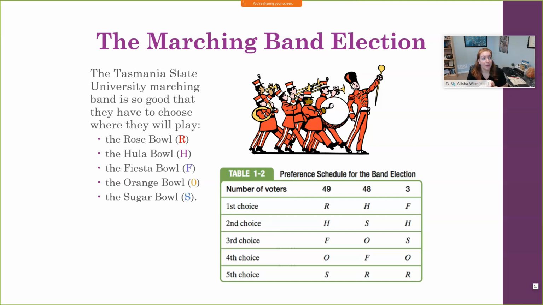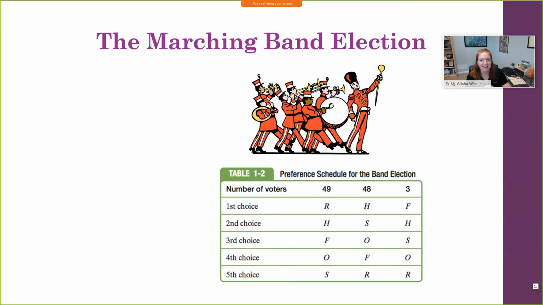So they each did a preference ballot, which we talked about in part 1. And they said, okay, these are the results. And we put them in a preference schedule, which is just the name of our table that we're using. 49 people voted this way with Rose first, Hula, Fiesta, Orange, and then Sugar. 48 people voted this way, and then 3 people voted this way. So there's only 3 columns this time, so that's good. I won't make you do the Borda count method on this example, so you can be happy about that. But I did want to talk about a couple things first.